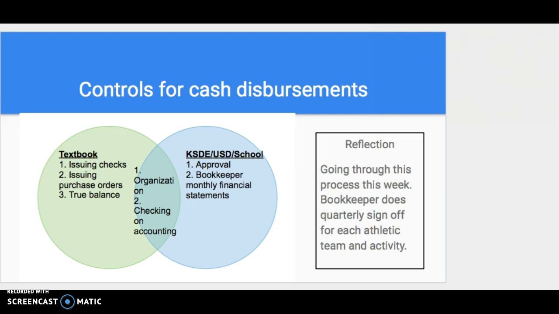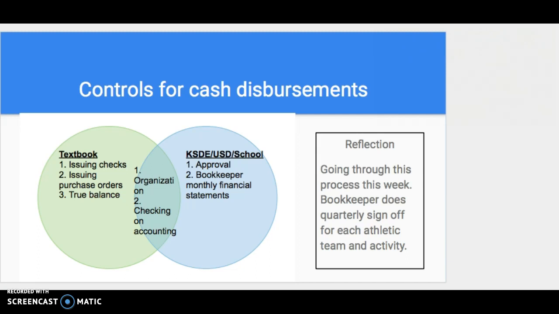So for instance, our bookkeeper quarterly has each activity double check their account. This week I had to go in and look at our specific boys basketball account and make sure that the money coming in, money going out was correct and there was no mistakes, and then I had to sign off on that. So that's just one of those preventive measures. If there was something wrong, obviously that would be a corrective measure, and I believe the bookkeeper is in charge of the corrective measures. So again, that bookkeeper is definitely an important person in our school and probably needs a little help based on what I've read so far about finance.